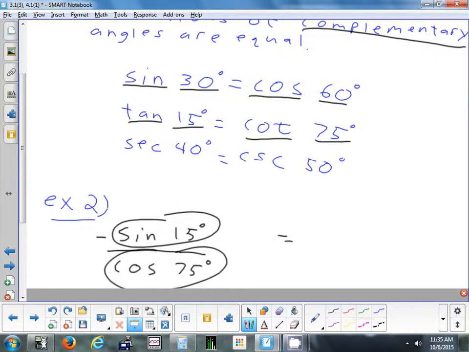So if you divide them with a negative in front, what would you get? Negative 1. Okay? Anytime you divide two things that are the same, you get 1. If you put a negative in front, it becomes a negative. I have no idea what the sine of 15 is, some decimal. The cosine of 75, that's also some decimal. But what I do know is they're the same. So if I divide two things that are the same, I get 1. If I stick a negative in front, I get negative 1.